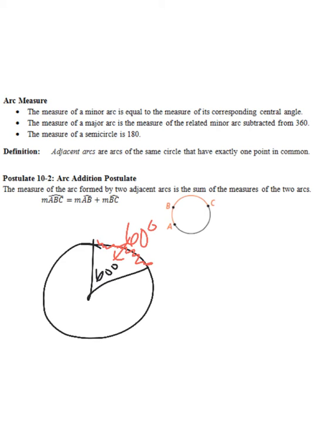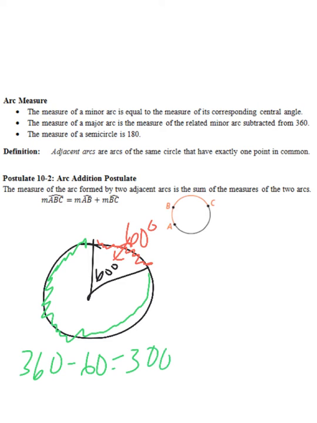To find the measure of a major arc, it's the measure of the related minor arc subtracted from 360. So if I now wanted the major arc that goes all the way around here, I would take 360 minus that minor arc of 60, and that would be a 300 degree angle, or a 300 degree arc. The measure of a semicircle is 180 degrees.